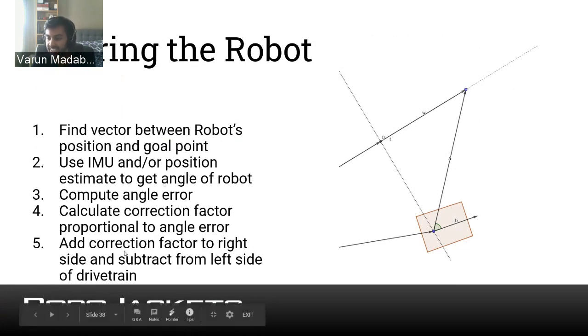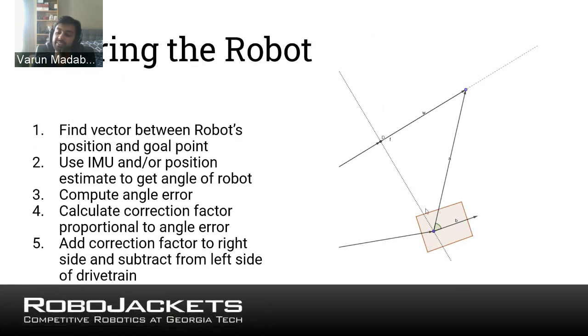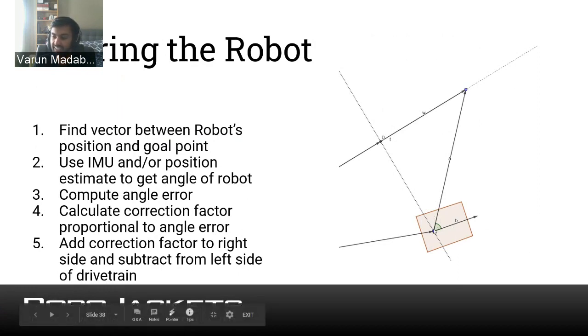And finally, we take that correction factor and we add it to one side of the drivetrain's power and subtract it from the other side of the drivetrain. That way, one side has negative power, the other side has positive power. And the end result is that the robot steers in that direction.